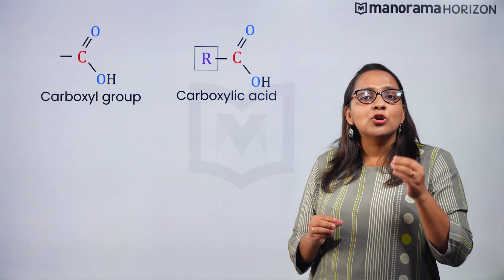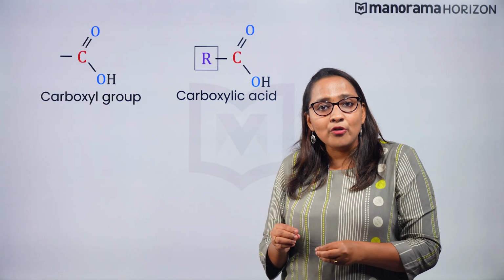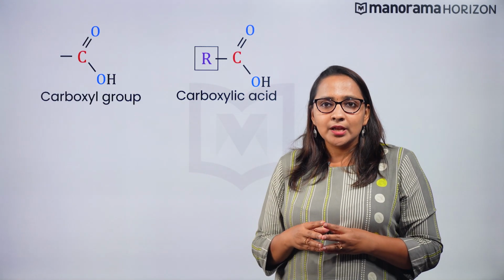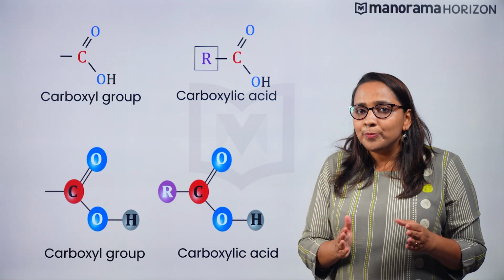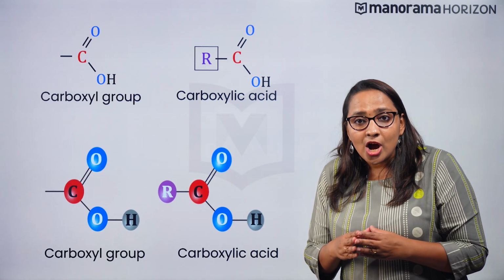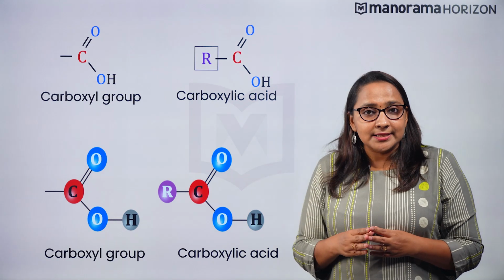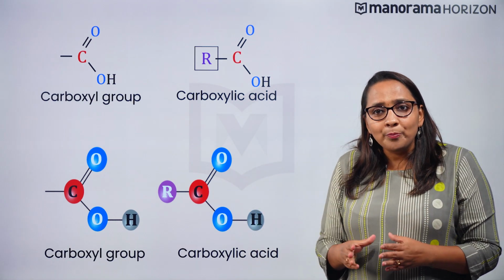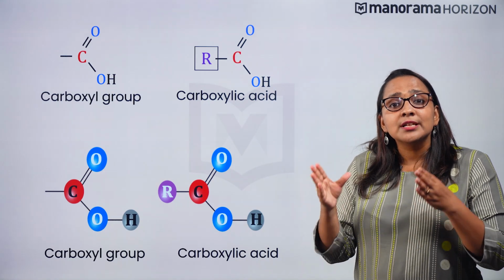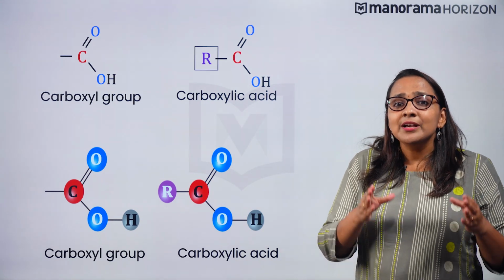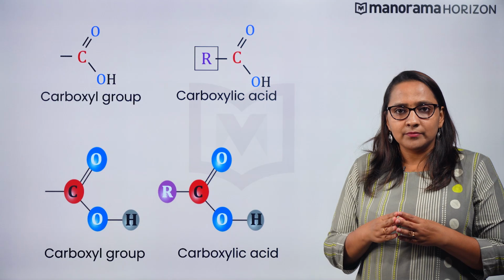Now, let's discuss the common and IUPAC names of carboxylic acids. Carbon compounds containing a carboxyl functional group, that is COOH, are called carboxylic acids. The carboxyl group consists of a carbonyl group attached to a hydroxyl group. Hence, the name carboxyl is used.